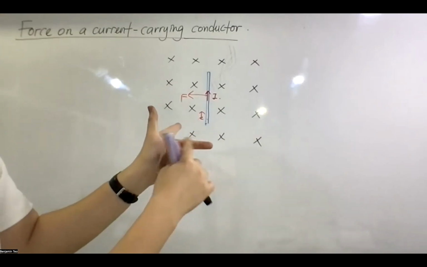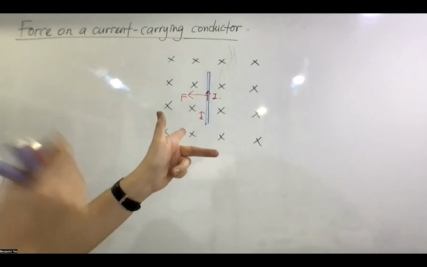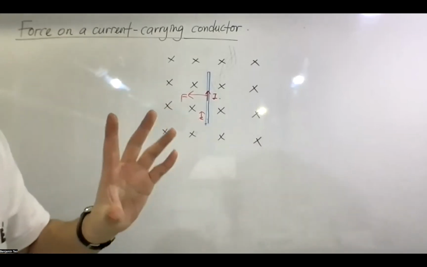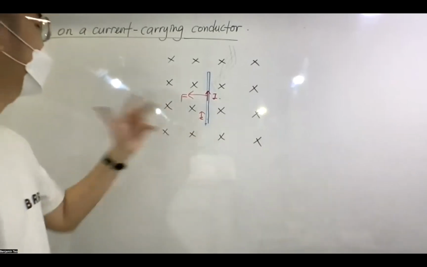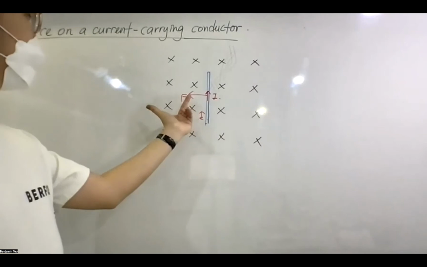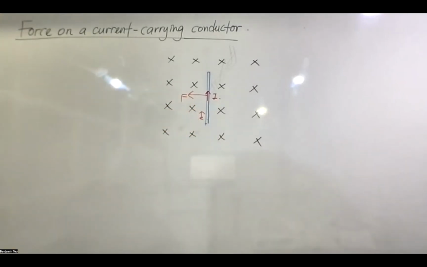Okay, so when you align the second one, remember the first one has to keep in that way. If you change it, then you will never get the correct directions, right? So this one like this. Now the force is left side. That is the force on the conductor.